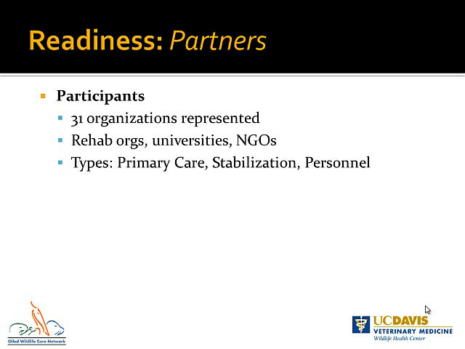Stabilization facilities don't have that capacity to clean an animal and rehabilitate it. Stabilization facilities are basically the intermediate step. So they take an animal, stabilize it, and then transfer it to a primary care facility. And personnel organizations are those that just provide personnel to the response.